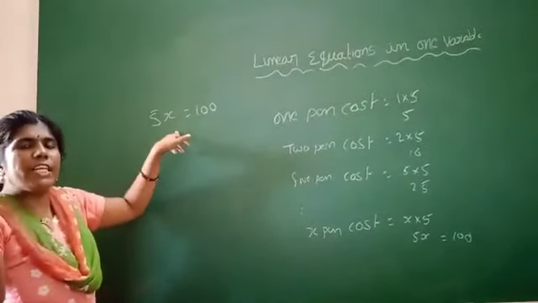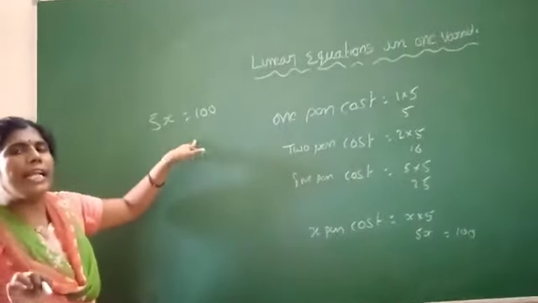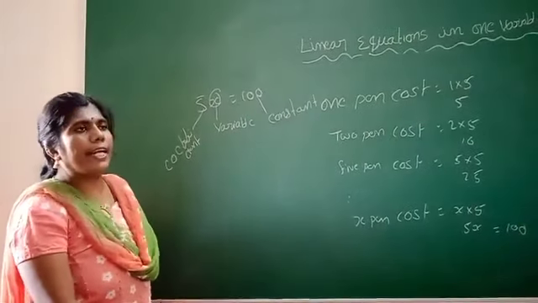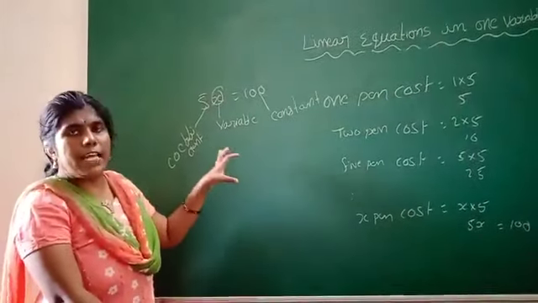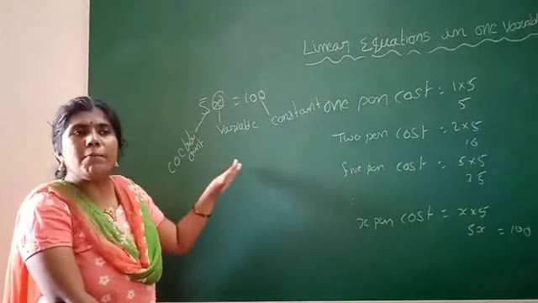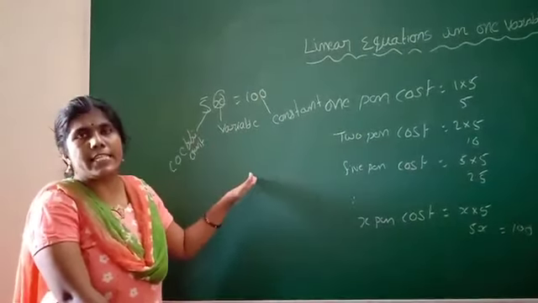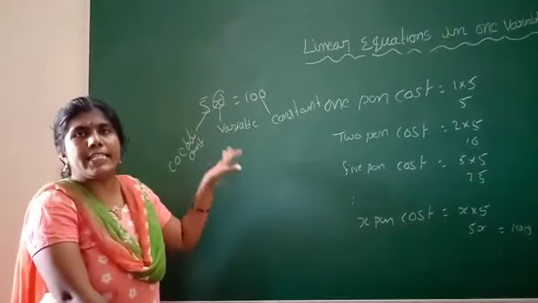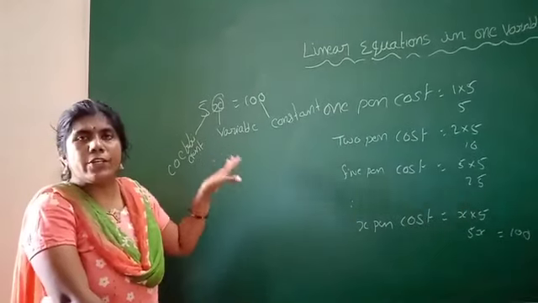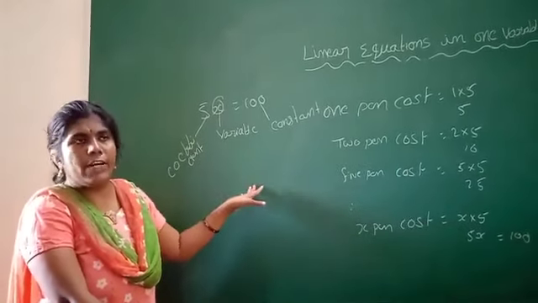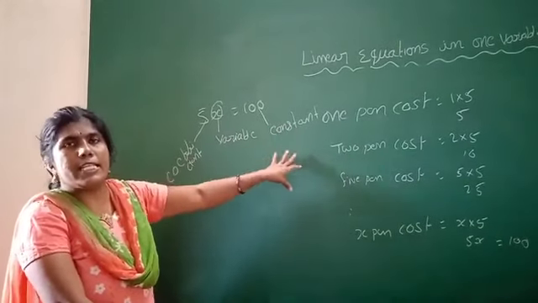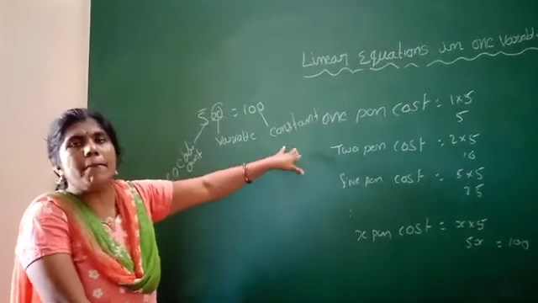Okay, 5x equal to 100 is the equation. Now, what is a variable? A variable is nothing but an alphabetic letter, any English letter. Okay, variable is nothing but English letters. A constant is nothing but a number.